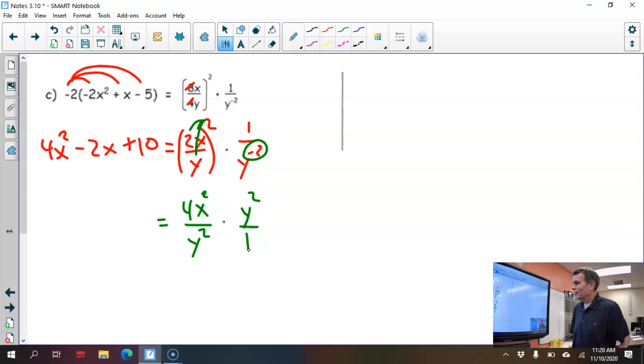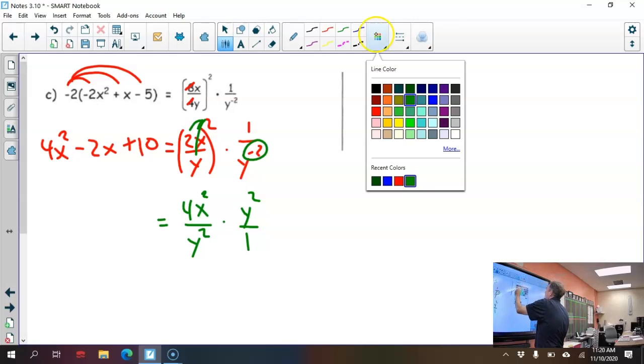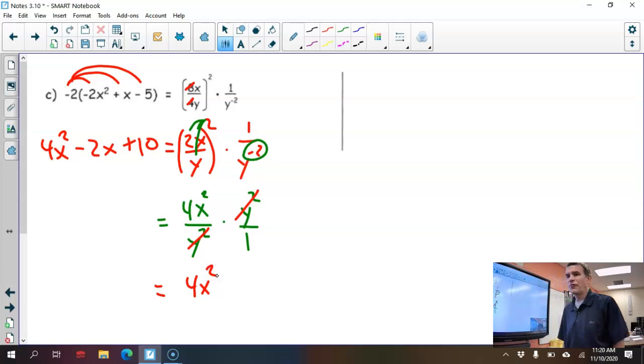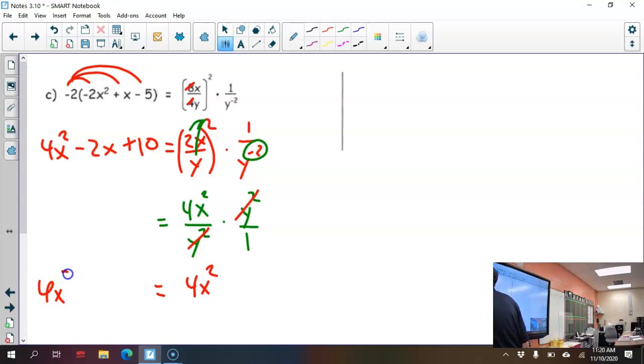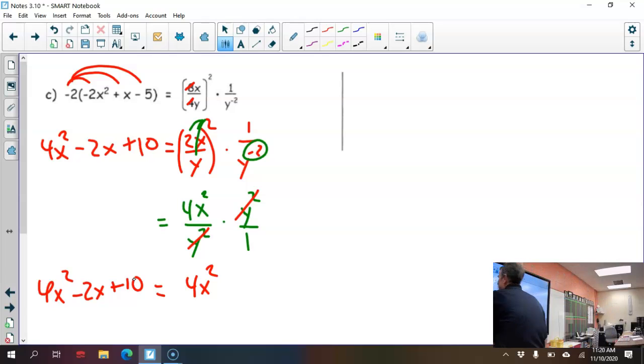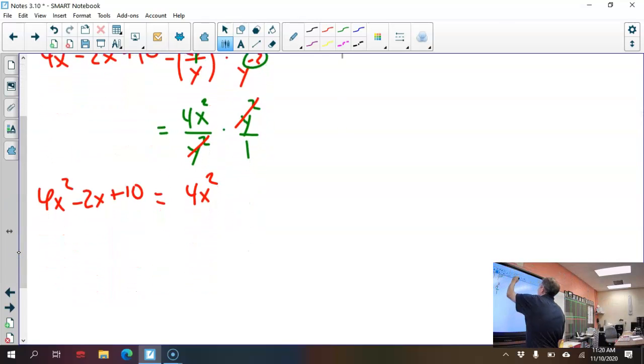And now I can do one more thing. I can cancel out the y squareds. I have a y squared on top and a y squared on the bottom. So really this thing is just 4x squared over 1, or 4x squared. Look how that's simplified down quite nicely. And so I have 4x squared minus 2x plus 10 equals 4x squared. One last thing to help you here. Now I would probably get rid of the 4x squared on both sides.